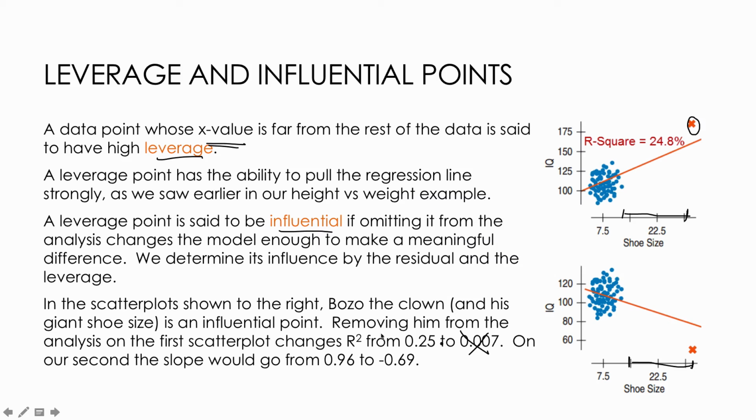so we shouldn't do linear regression. And on our second, our slope would go from 0.96 to negative 0.69. So obviously that made a huge difference, because here our slope would have been positive. Adding this point gave us a negative slope. So those are the leverage and influential points.